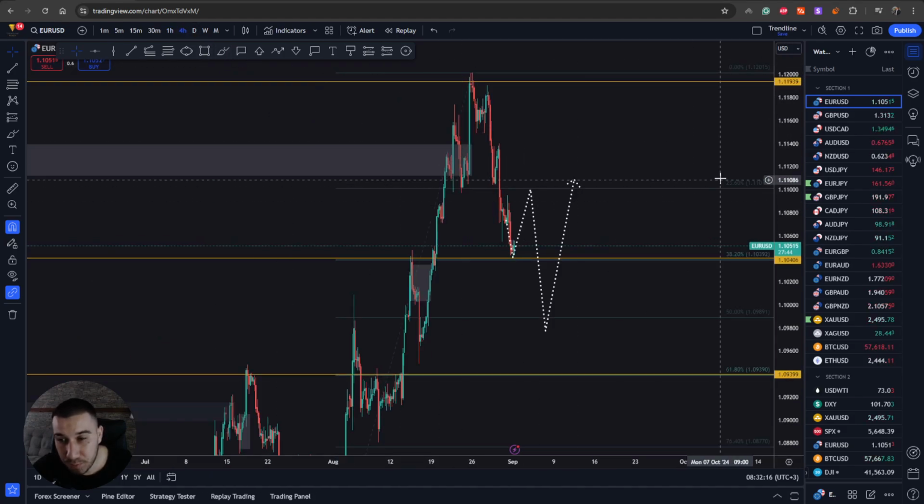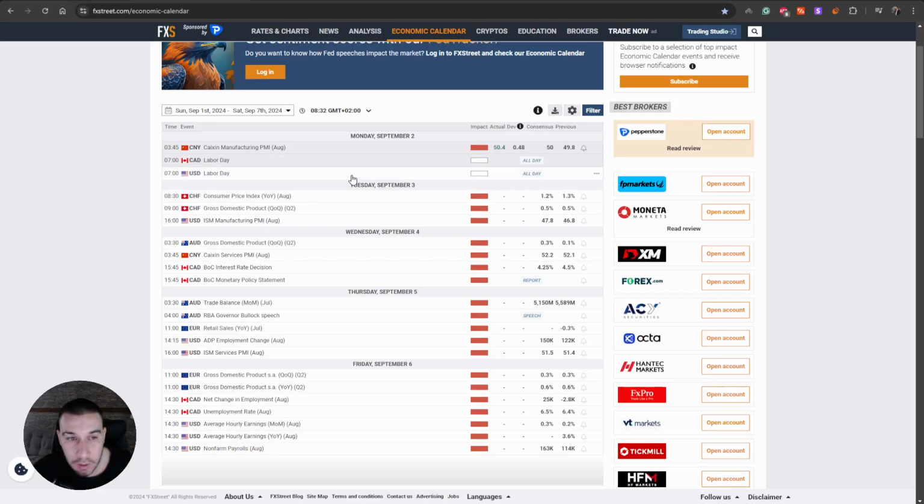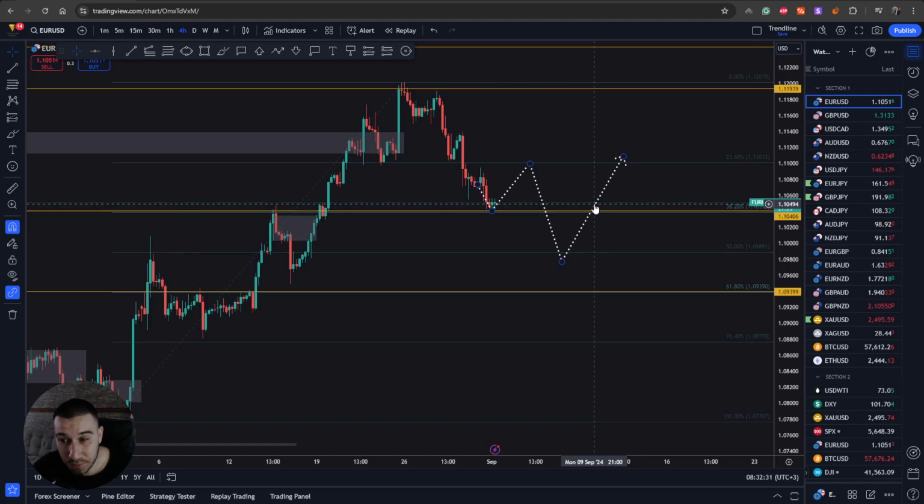I believe we may have a quiet price action today. Why? Because it's a day off for the US market. As you can see, it's Labor Day in the US, so we're not going to see that much volume throughout today's session.